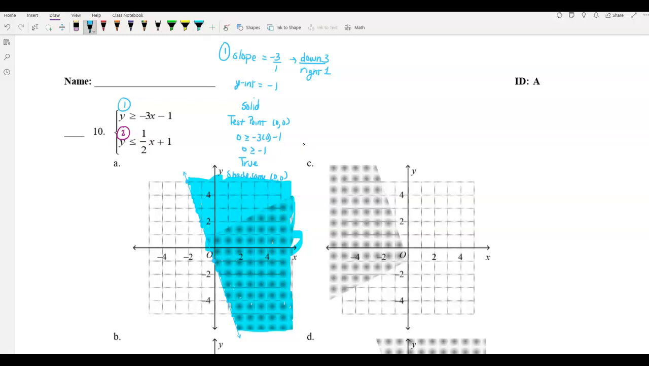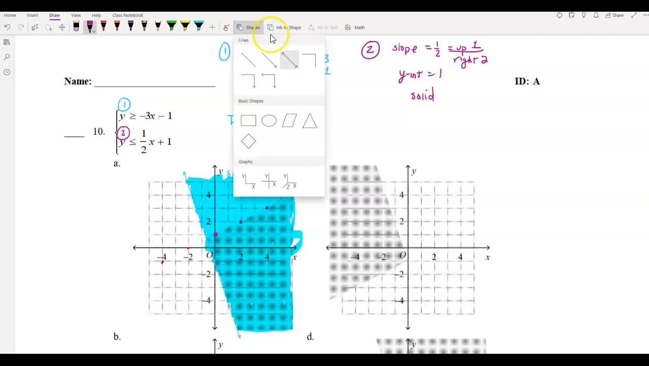All right, inequality number 2. We have slope of 1/2, which is up 1, right 2. We have a y-intercept of positive 1. Because we are less than or equal to, we are solid. So I'm going to go to positive 1. Then I'm going to go up 1, right 2, up 1, right 2, and all the way down. We have a solid line.